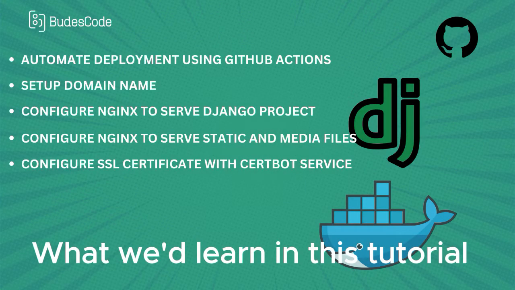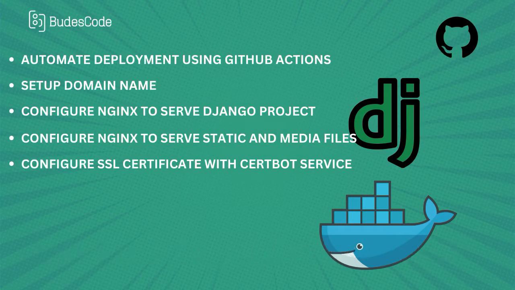Alright, so by the end of this tutorial, we're going to learn how to automate deployment using GitHub Actions. We're going to learn how to configure our Docker compose file and our Docker file, which will be needed in our deployment, because this deployment is going to be 100% containerized. Everything is going to be done inside Docker.